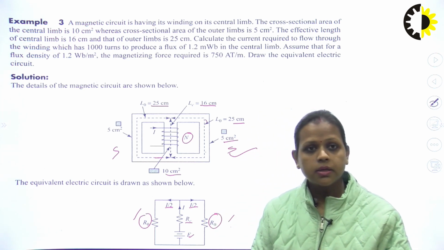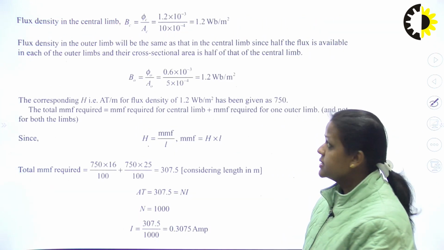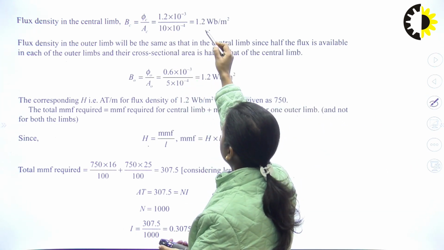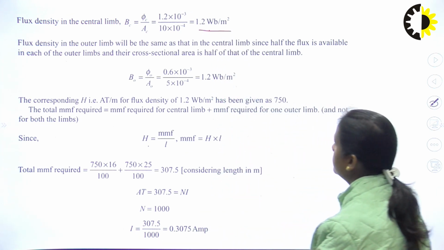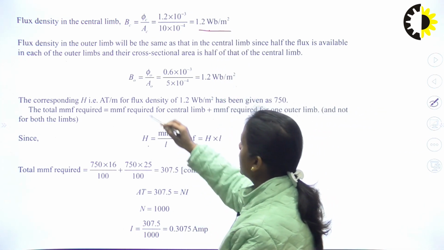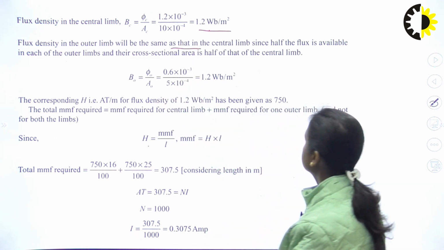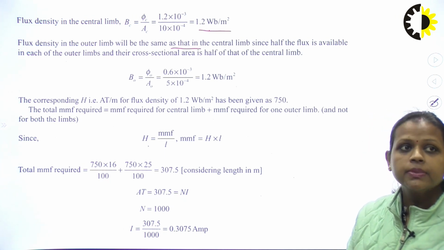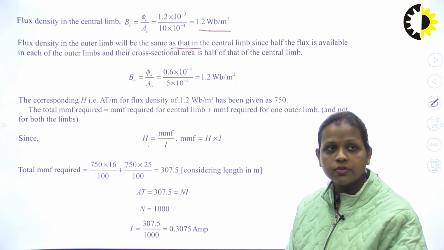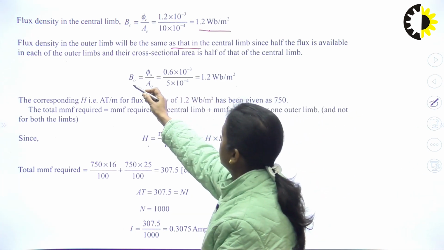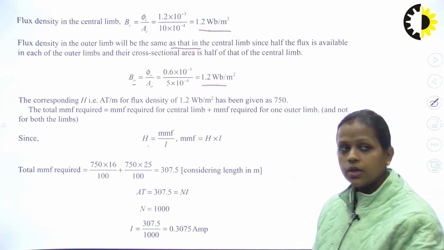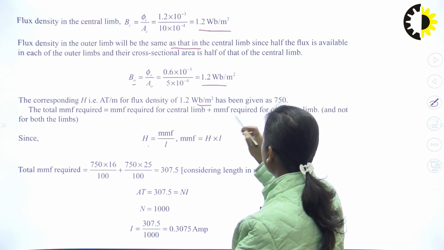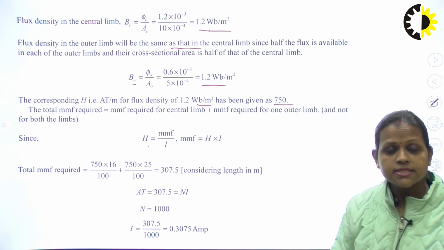So now coming to the solution part. Here we can find the flux density of the central limb, which is phi upon A, and it comes to 1.2 Weber per meter square. The flux density in the outer limb will be the same as in the central limb, since half the flux is available in each outer limb and the cross sectional area is also half that of the central limb. So here it is coming 1.2 Weber per meter square. Now the corresponding H for flux density 1.2 Weber per meter square, already given in the question, is 750.